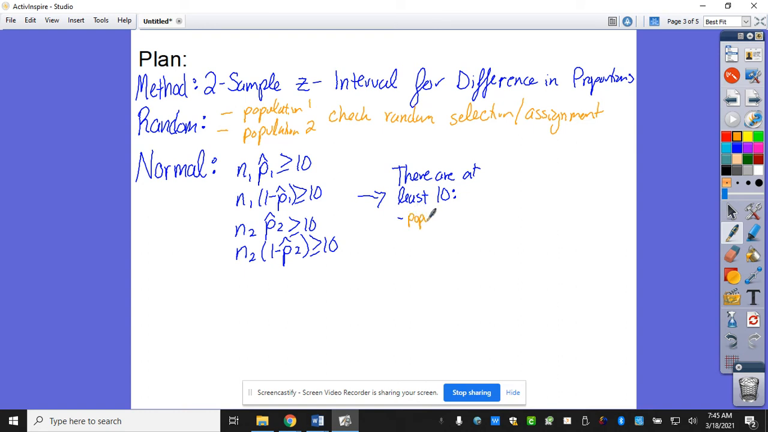I'm going to say population 1 successes. Usually we don't have to write out this much, but I've noticed that some of you are not doing this part correctly, so I want to be specific. Population 1 failures, population 2 successes, and population 2 failures. And then we always have to end with, so we can use normal approximation.